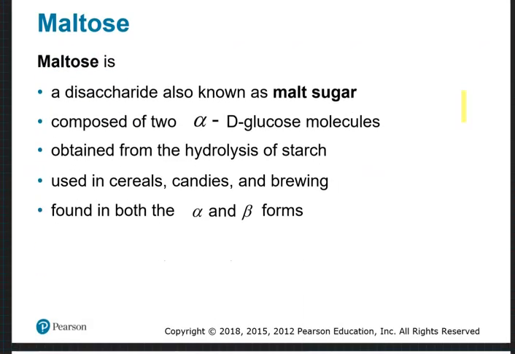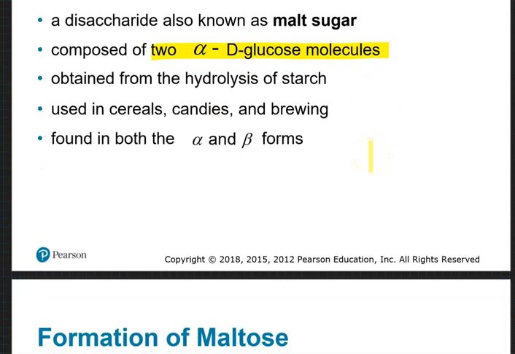So maltose is composed of two alpha D glucose molecules. We're going to figure out... I will have to quickly, crash course, explain the idea of chirality and the ability to rotate light. Okay.